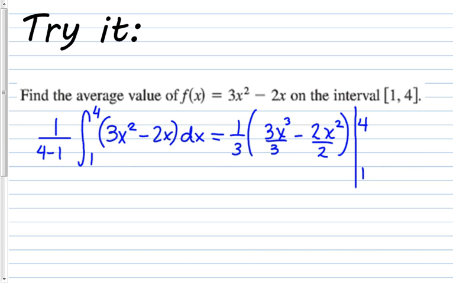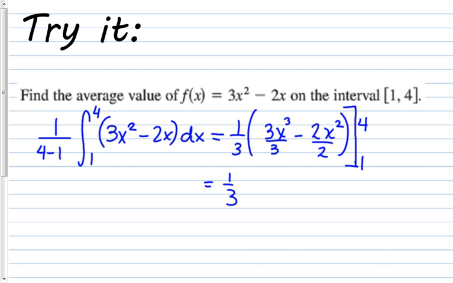Okay, so 1 over 3. And then 3x squared becomes x cubed, and then I divide by my new exponent. Minus 2x becomes x squared, and I divide by my new exponent. And all of this is being evaluated from 1 to 4. I've been using a stick, but normally I like using what looks like a bracket. Both notations are very common, but I usually use a bracket. I'm just using a stick for now, and I'll start using brackets eventually. I'll just keep going.